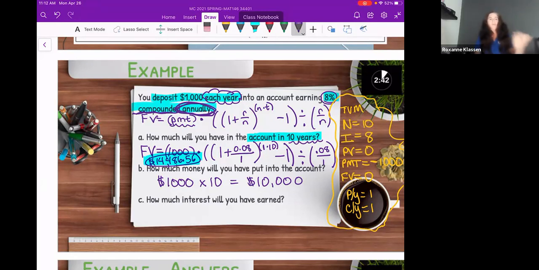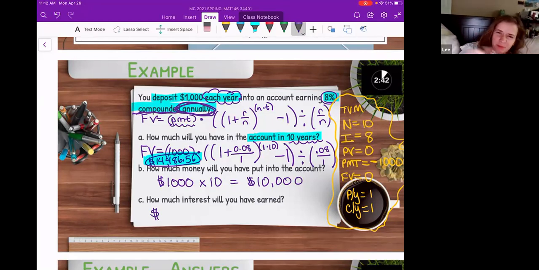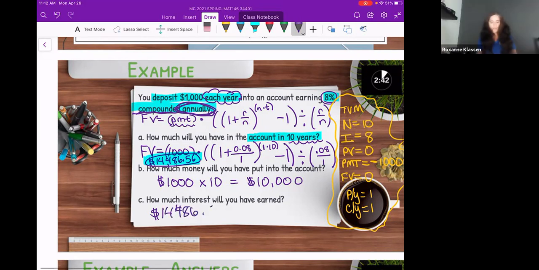Interest. So how do I find out how much interest I made? What would you do to figure out how much interest you made? Oh, don't you subtract $14,000 from $10,000? Very good. I'm not going to say from that. You subtract $10,000 from $14,486.56, and you should get $4,486.56 is how much you earned in interest. That's kind of nice, right?